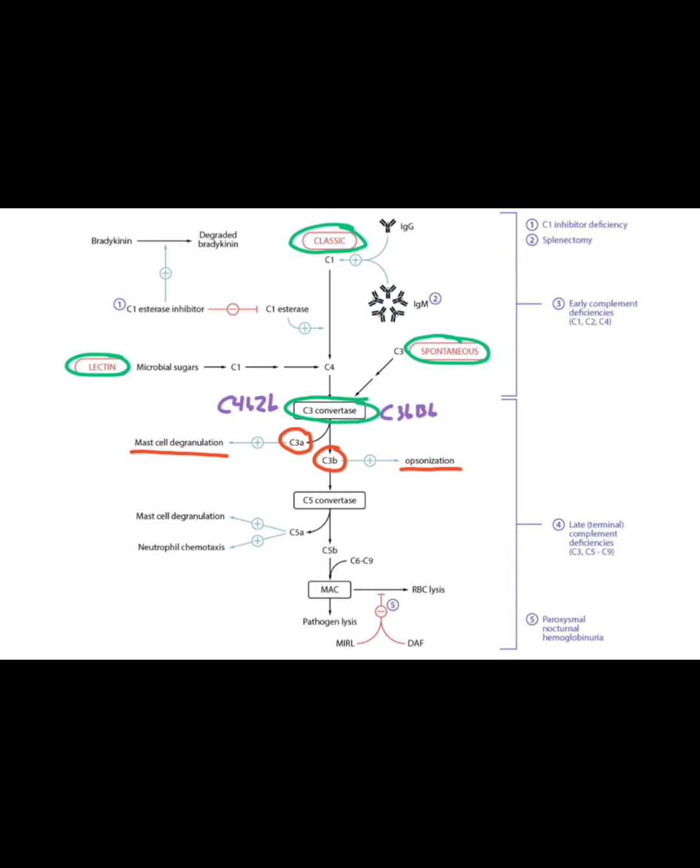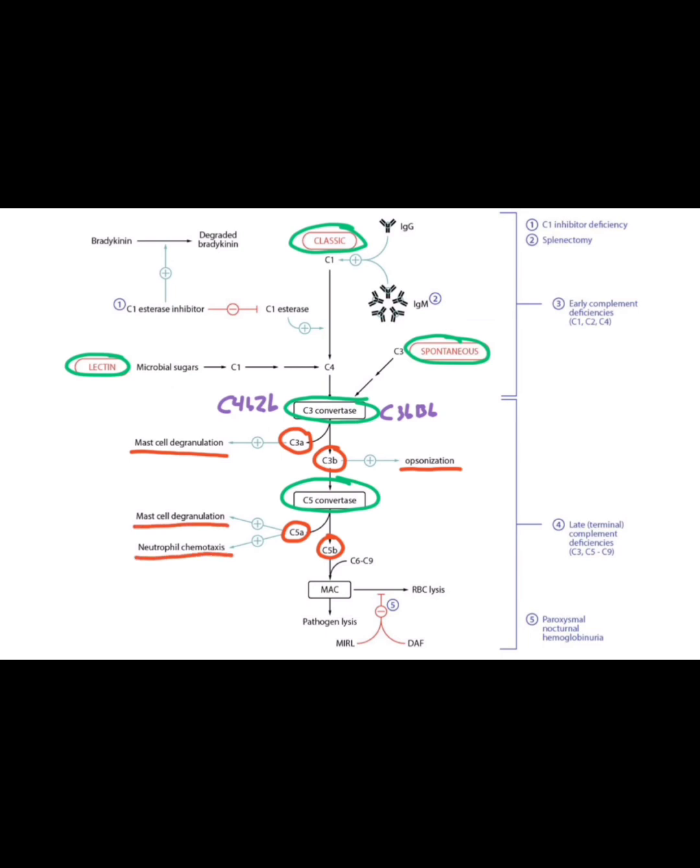The second role of C3b is to lead to the formation of a C5 convertase, which you can see here. C5 convertase is very similar to C3 convertase in that it takes C5 and cleaves it into C5a and C5b. C5a will act just like C3a and stimulate mast cell degranulation, but it also has a second role of upregulating neutrophil chemotaxis. Now let's move on to C5b.